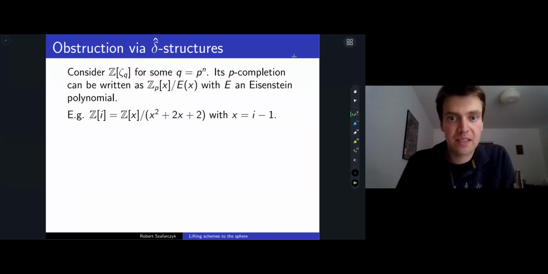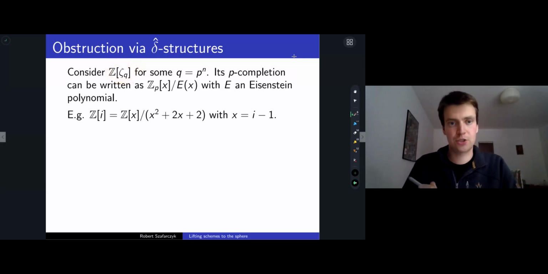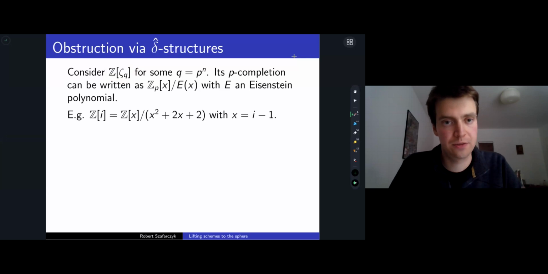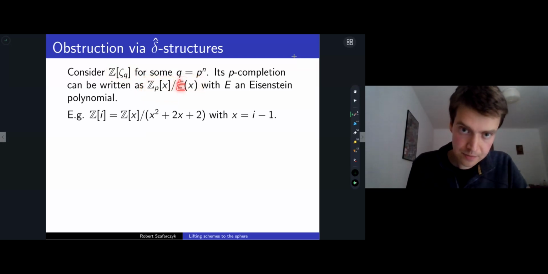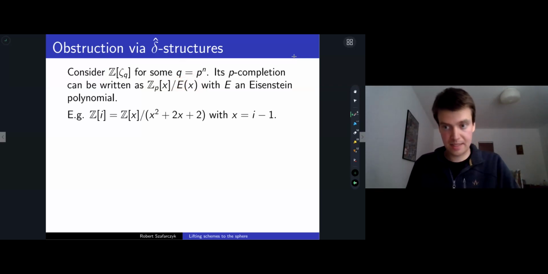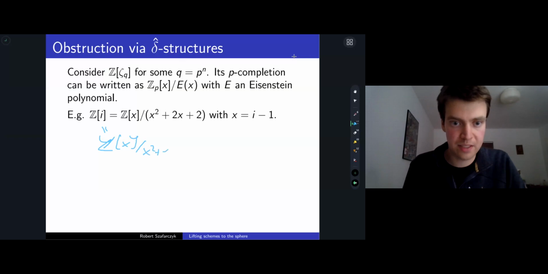Okay, and another example, another computation we can do is with Z adjoin a primitive Q-th root of unity, where Q is some power of P. You can present this ring as the polynomial algebra on one generator quotiented by some Eisenstein polynomial. So for example, Z adjoin i, normally you write it as Z[X] over X squared plus 1.